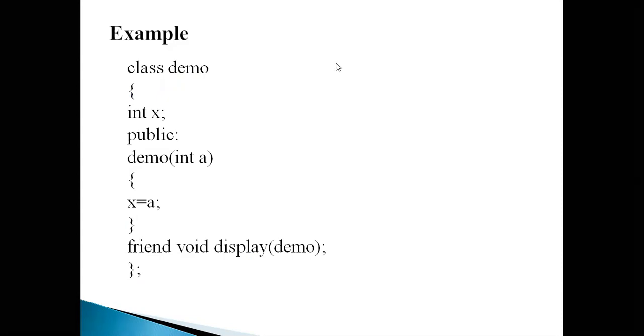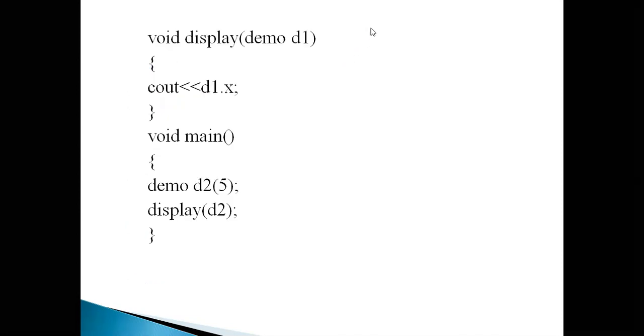Now come to the definition of the function. So here it is a friend function. The friend function has the scope of the entire program, so we need not use the scope resolution operator with demo. And the parameter must be the object. D1 is the object of the class demo. And here we are simply accessing the data member x. So d1 dot x.